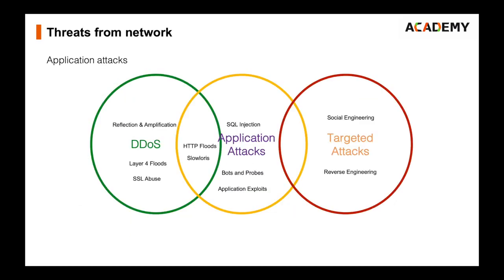So in general, when we're talking about threats from the network, there are three types of attacks. There are DDoS attacks, which we talked about earlier when we brought up anti-DDoS, application attacks, and then targeted attacks. DDoS attacks are the easiest to carry out. They require very little knowledge of your target. You just need to know the IP address that you want to launch the attack against, and you need to have sufficient resources to overwhelm the target with traffic.